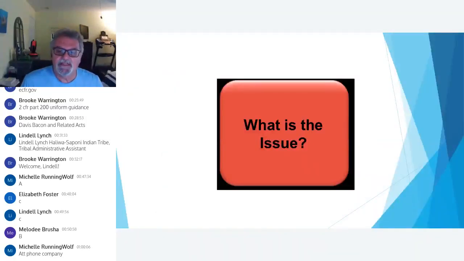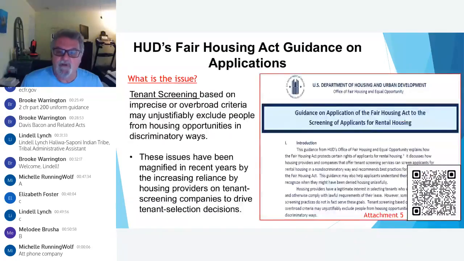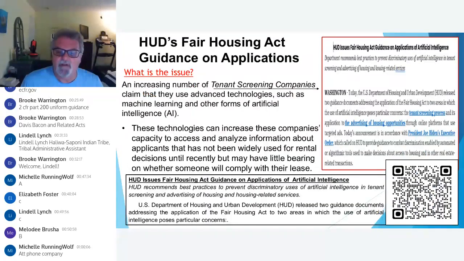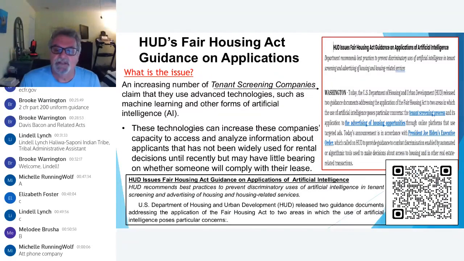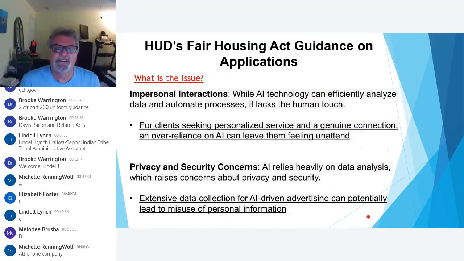So we know the issue now, so I'm going to move past that. Let me go back to that one. There is a document right here, that screenshot. That is a good document. That is one of the attachments. That's what came from HUD. Guidance on the application of Fair Housing Act to the screening of applicants for rental housing. It's about a 6-page document, kind of talking about what I talked about over the past hour plus, about the issue of artificial intelligence and being aware. We know the issue.